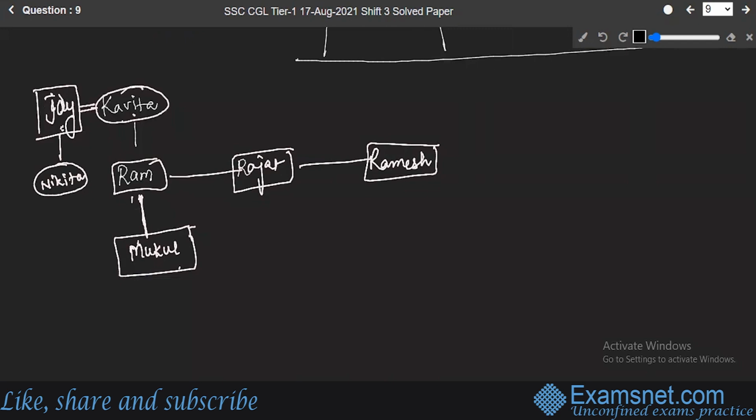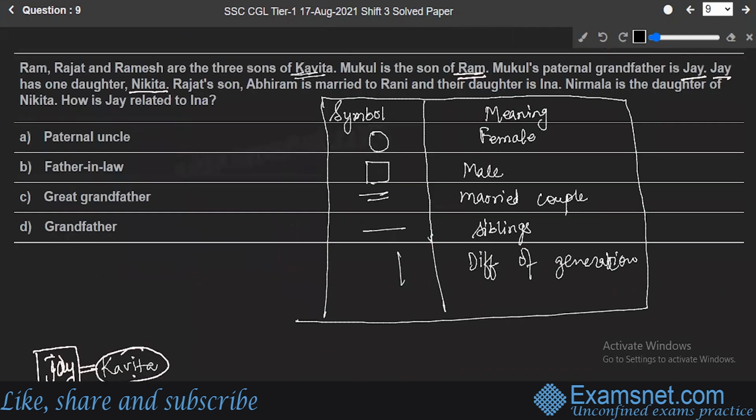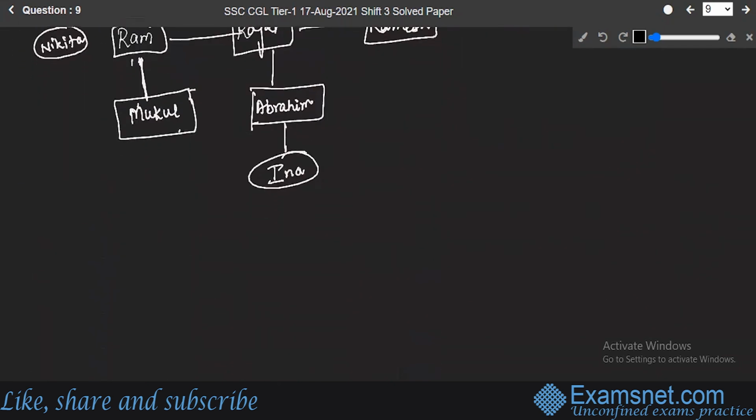Now, let's make Rajat's son, his name is Ibrahim. Ibrahim is married to Ina. Okay, sorry. Wait, Ibrahim was married to Rani. Sorry, here would be Ibrahim is married to Rani, and next it says, and their daughter is Ina. So Ina is daughter of Ibrahim. Ina is a female. I'll put Ina in a circle. Hope you are clear till here.